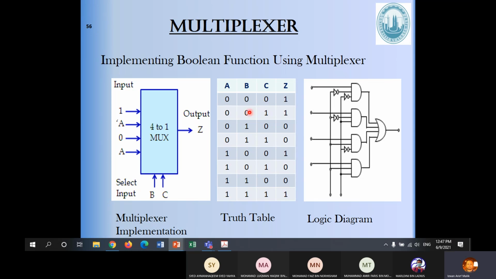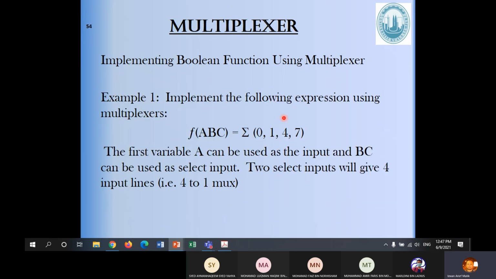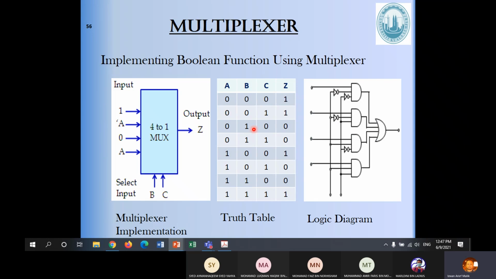So truth table, ambil je truth table 4 to 1 mux. Just jadikan output 1 untuk 0, 1, 4 and 7. Okay, ni 0, 1, 4, 7. Jadi 1. Sebab apa? Sebab ni nombor ni lah. Nombor yang ada ni akan jadi 1.